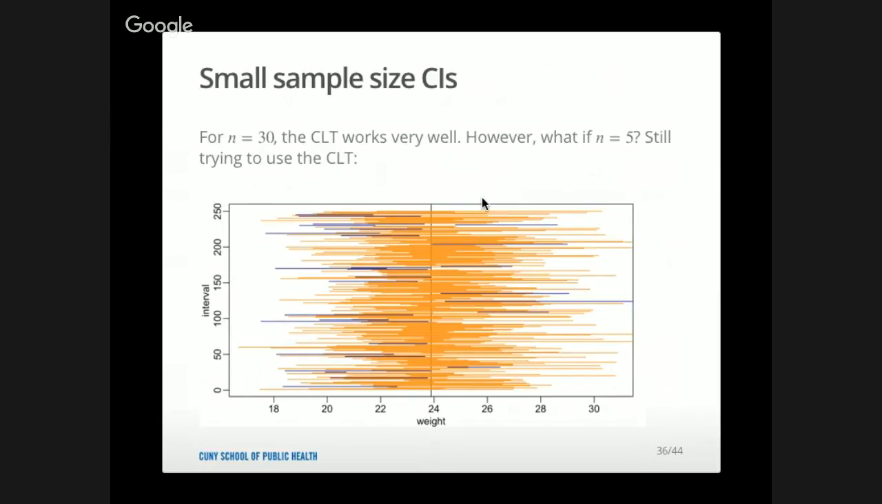What if we went down to n equals 5? Count these, there's actually a lot more than 12. There's something more like 25 or 30 that do not include the true population mean now.